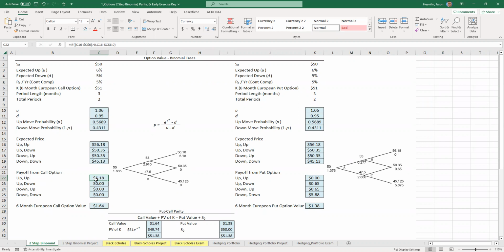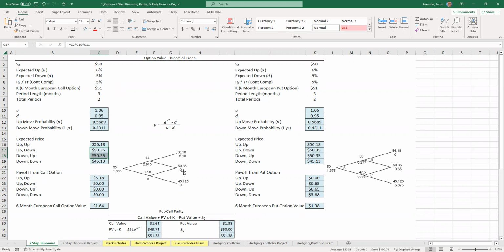That means that the value of that option at the end of the 6 months is worth the difference between them, because you can make money by buying it at 51 and selling for 56.18. Now these are zero, and the easy way to explain it, we'll get to the calculation in a moment, is that, well, at 50.35, which happens in these two, versus a strike price of 51, it's not convenient for you to buy it at $51 and then sell it at a loss of 50.35. So you're better off just letting the option go. So there's no value.